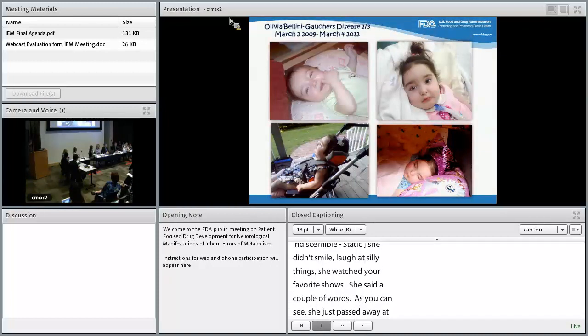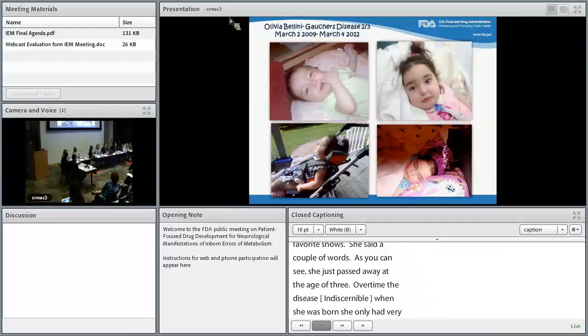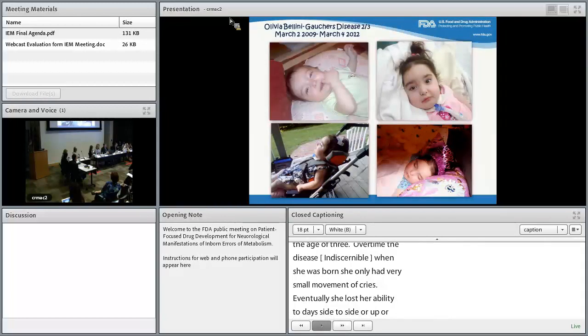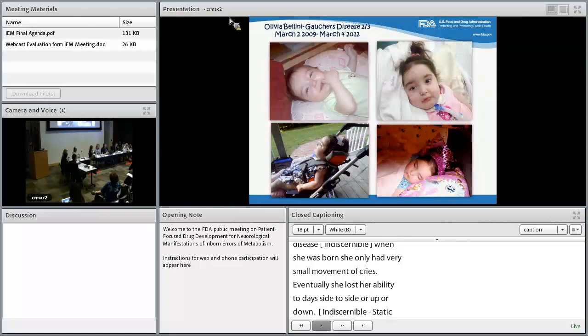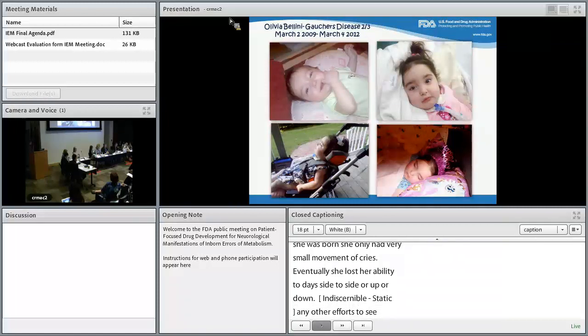Over time, as the disease progressed, so did her neurological signs. When she was born, she only had very small movement of her eyes. And eventually, she lost her ability to gaze side to side or up or down. I think she was able to gaze downward, but that was about it. Any other effort to see required movement of her head, which was really difficult for her to do. Her eyes also developed apraxia and strabismus, and her spasms decreased over time.